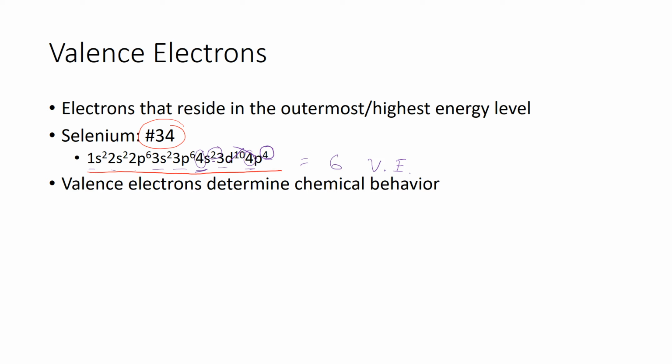So selenium would have 6 valence electrons. These 2 plus those 4. Which are in the highest energy level.